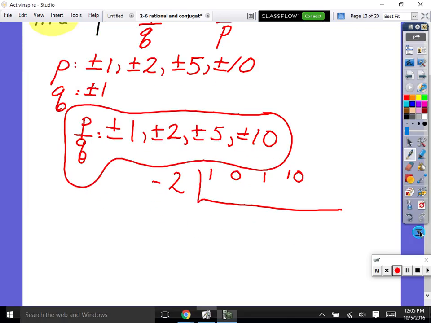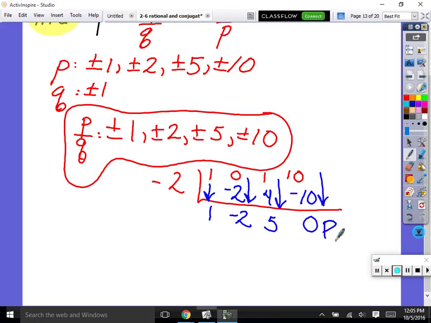So now we would drop down this, whatever it is. So there's a 1. 1 times -2 is -2. We add straight down and get -2. -2 times -2 is +4. We add straight down and get 5. It works. 5 times -2 is -10. We add straight down and get 0. So our remainder was 0. So we know that x does equal -2. It is a solution. Okay.